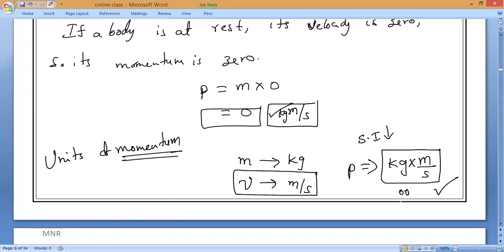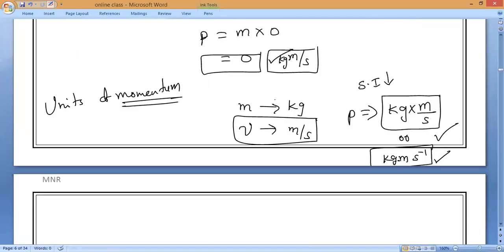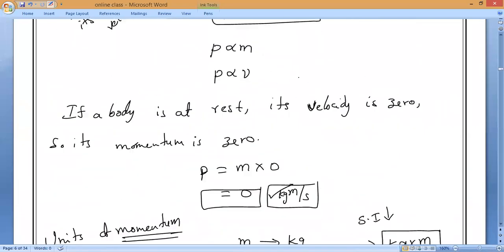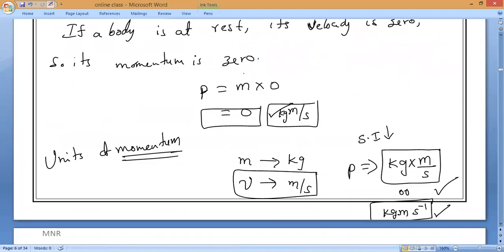So also we can write it like this: kilogram meter second inverse. Is it the same or not? But I told you we are not supposed to prefer writing in this way. We are not supposed to write like inverse. Always you have to write in the form of division. So please note it down. So what is the unit of momentum, everybody? Kilogram meter per second. Pronunciation is very, very important.